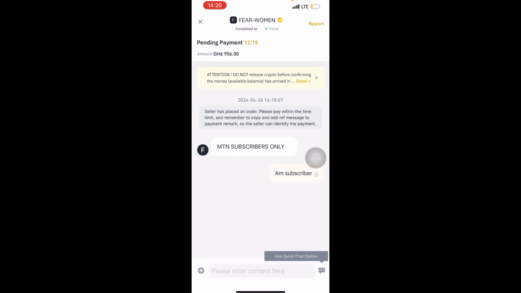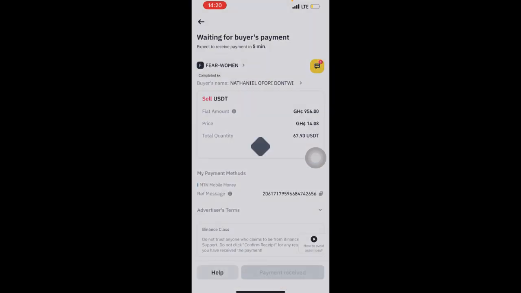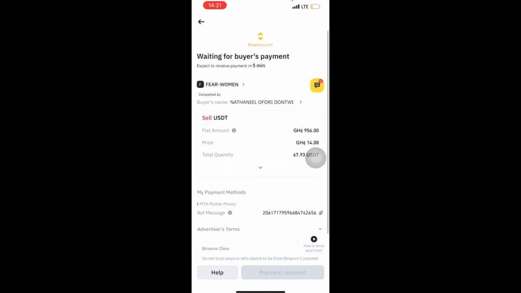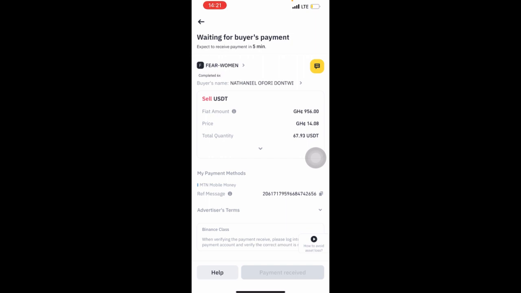Yeah, so you can cut it and do your own thing. So when you receive the money, you can come back and check everything. Yeah, so this is how you transfer your TRX to USDT and trade.